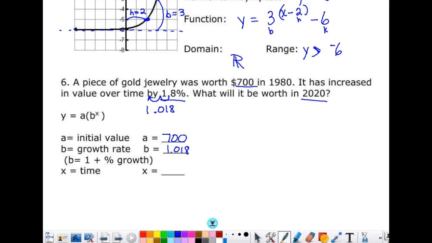And then the time, so let's talk about the time. If we go from 1980 to 2020, how many years is that? 40. Just count it on your fingers if you have to. From 80, we got 90, 2000, 2010, 2020. Okay, that's 40 years. So now we're going to say, here's the equation right here. The A, the initial value, times the growth rate, raised to the 40th power, raised to the time. So type that in your calculators.